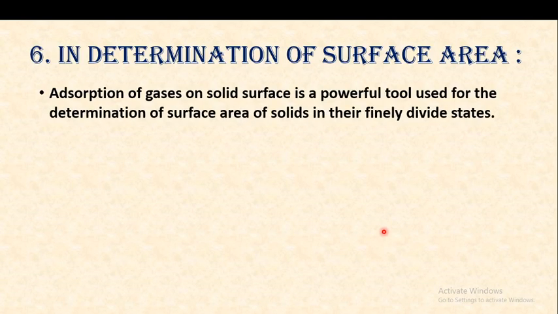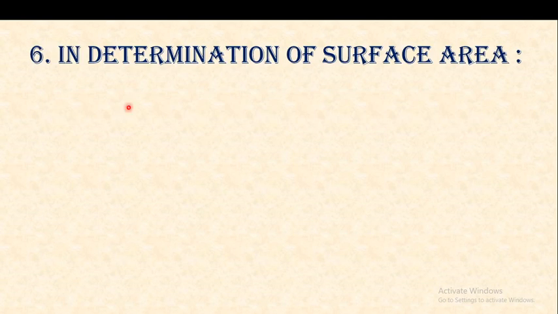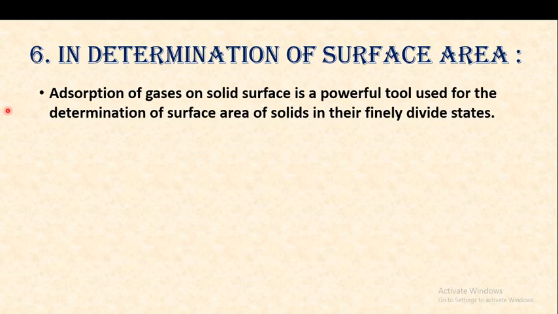So the next application is in the determination of surface area. What is the role of adsorbents in the determination of surface area? It is the adsorption of gases on the solid. We know that gases get adsorbed on the solid adsorbent, that is charcoal. We have studied that example.